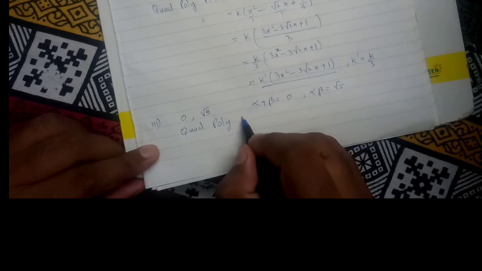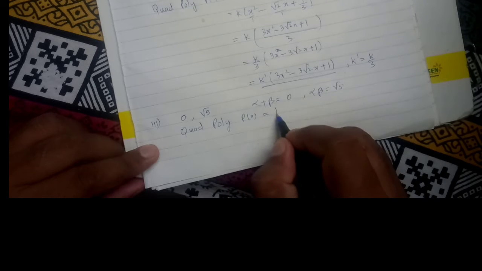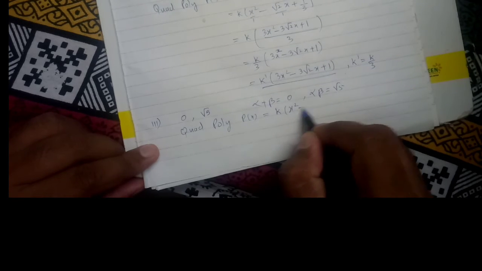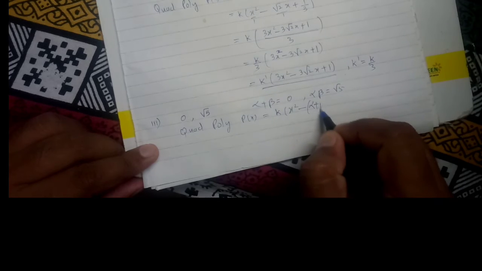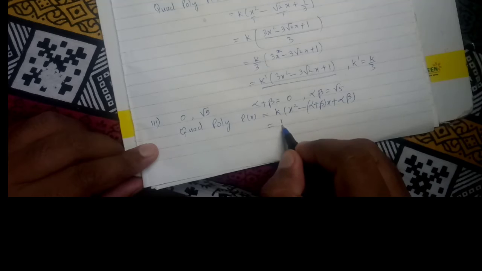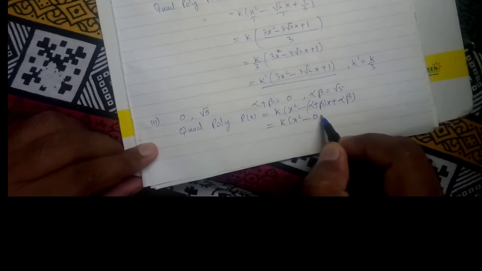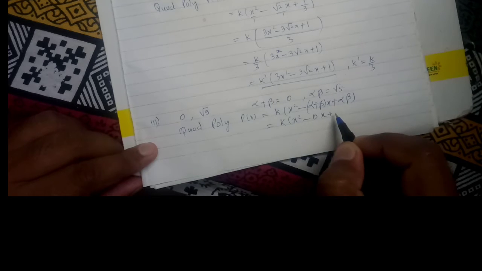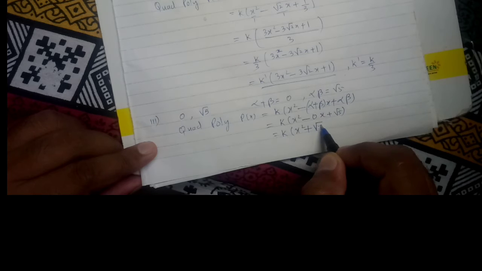So your quadratic polynomial will be p of x is equal to k into x square minus alpha plus beta into x plus alpha into beta. When we substitute the values, it will be k into x square minus 0 into x plus root 5. So your required quadratic polynomial will be k into x square plus root 5. Hope you have understood this particular part.